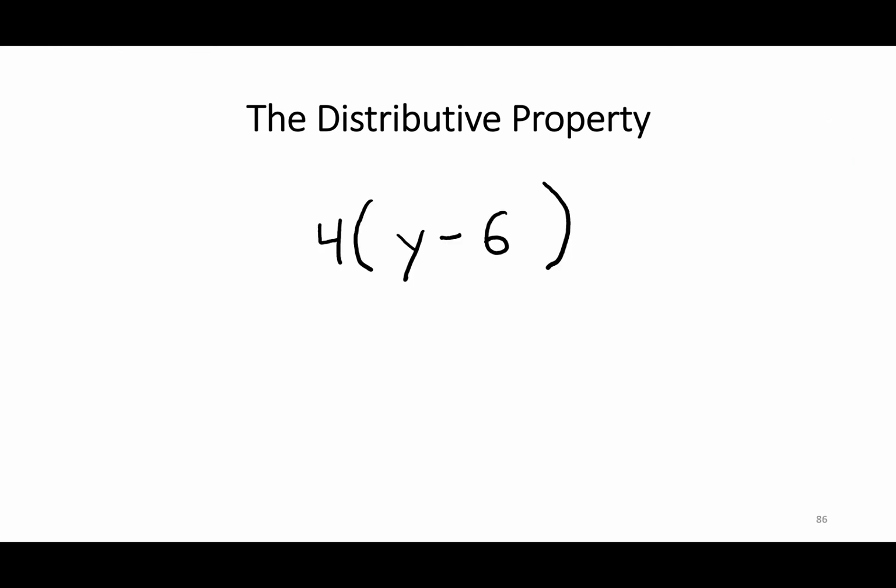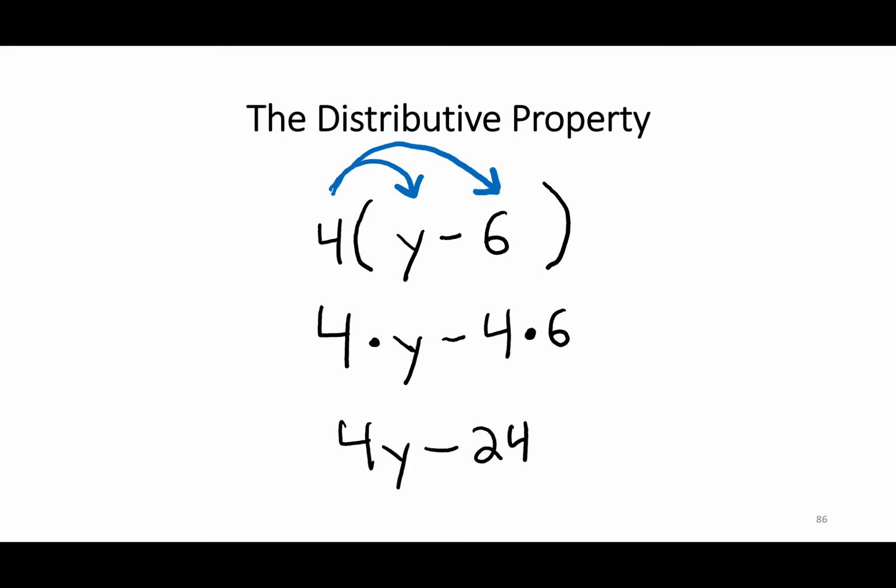Let's do another one. Here, 4, and inside the parentheses, y minus 6. Let's distribute your cookies. 4 times y, and 4 times 6. Okay, 4 times y is 4y. And then let's keep that minus sign there. 4 times 6 is 24. 4y minus 24. You're done. That's pretty much it.